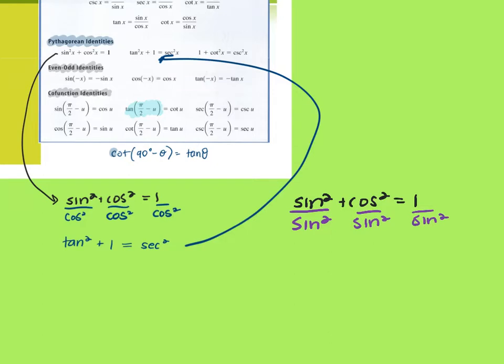What is sine over sine? 1. What is cosine over sine? Cotangent. And what is 1 over sine? Cosecant. So that gets you the second one.